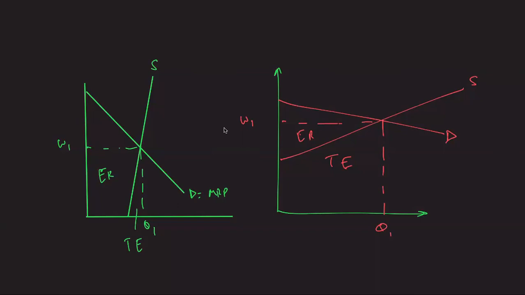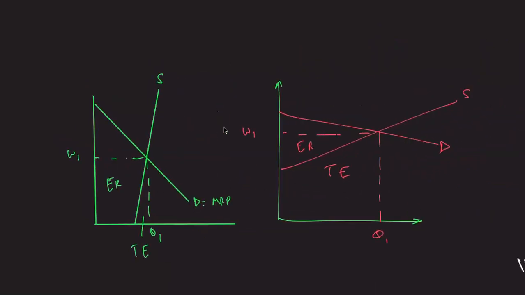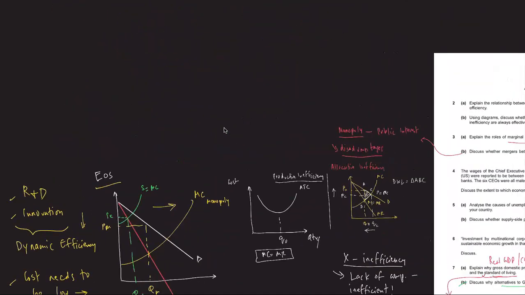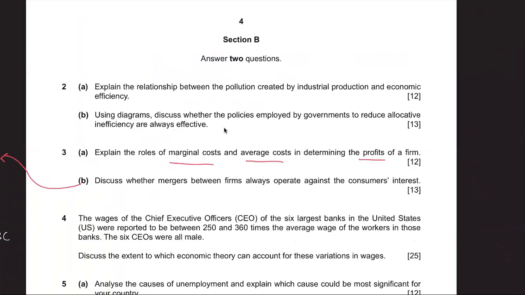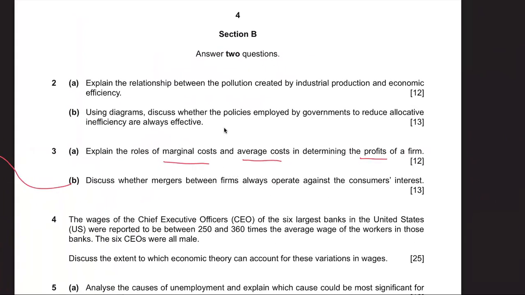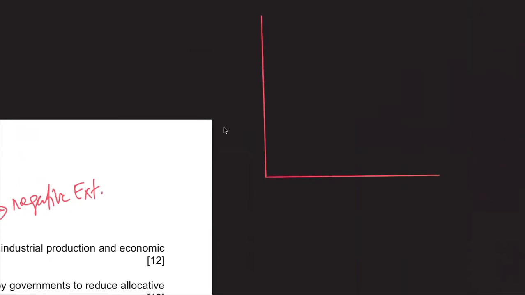Okay, we want to look at 2A, because it seems to be a very popular kind of question. They are testing a lot about productive and allocative efficiency, economic efficiency. So 2A is: explain the relationship between the pollution created by industrial production and economic efficiency. Remember, pollution is what we call a negative externality, and pollution is a production side externality. I will draw this kind of diagram.